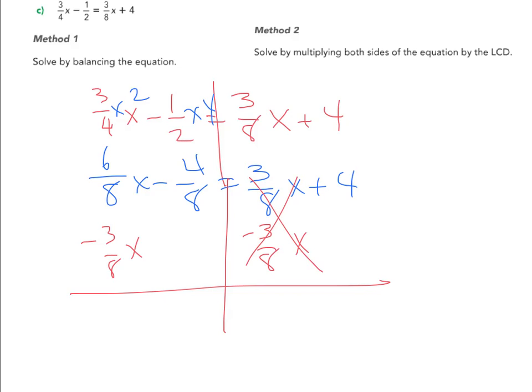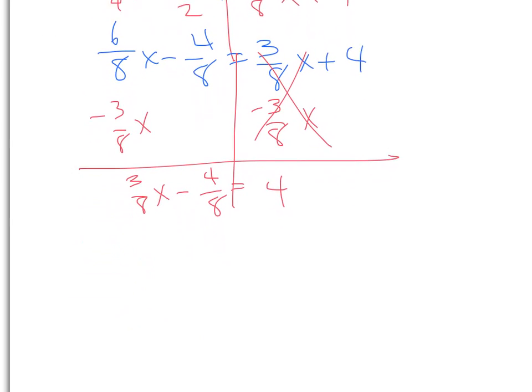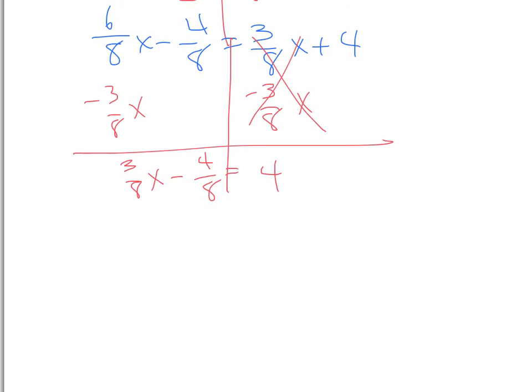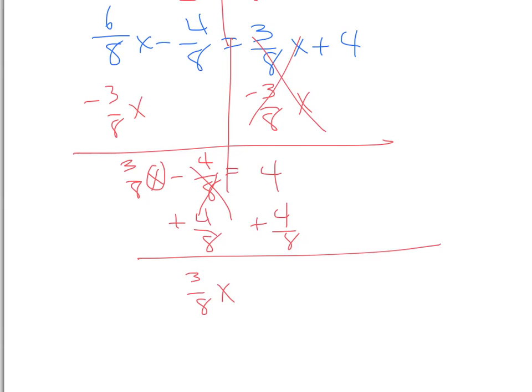Those are going to cancel out. 6 minus 3 is going to give me 3/8 x minus 4/8 equals 4. Okay, now it's a basic two-step equation. So there's my variable x. I need to get rid of negative 4/8. So we're going to add 4/8 to both sides. So that's going to give me 3/8 x equals 4 and 4/8.